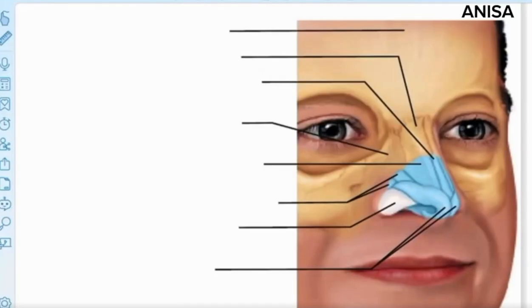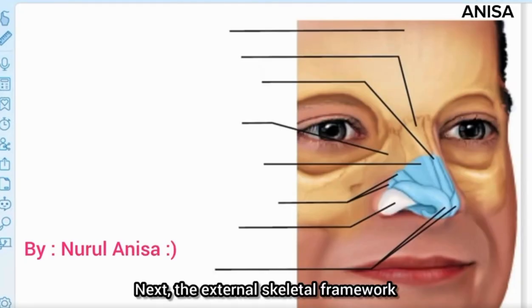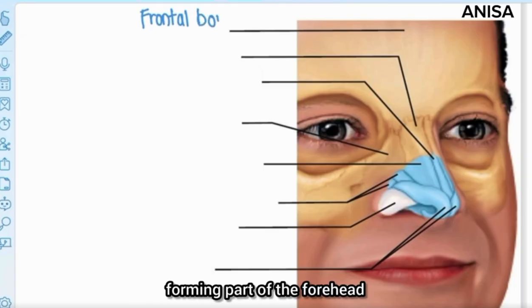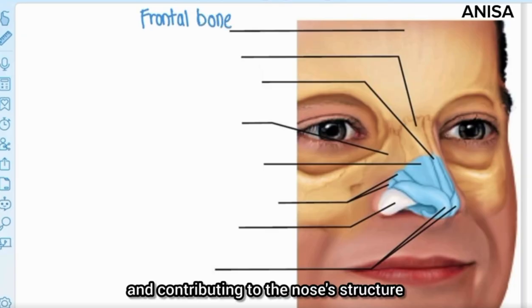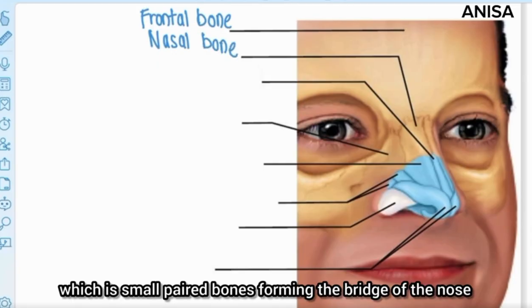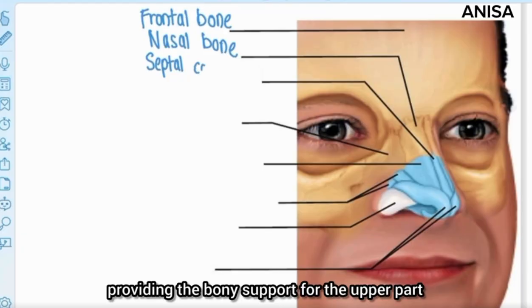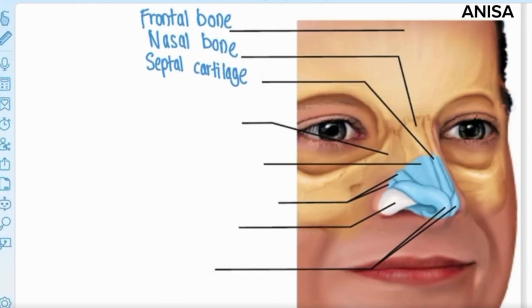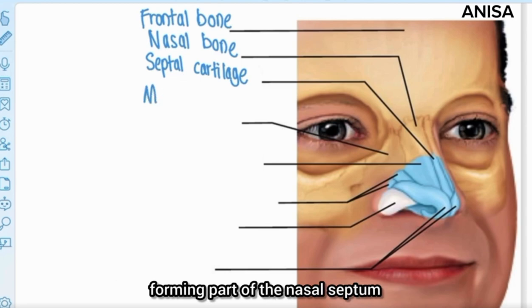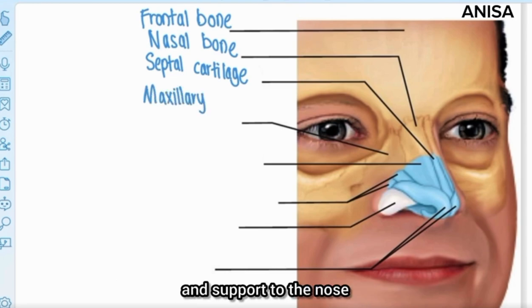That's all. Next, the internal skeletal framework. First, we have the frontal bone, which is located at the top of the nose, forming part of the forehead and contributing to the nose's structure. Then we have the nasal bone, which is small paired bones forming the bridge of the nose, providing the bony support for the upper part. Septal cartilage, the central cartilage dividing the two nostrils, forming part of the nasal septum. It provides shape and support to the nose.